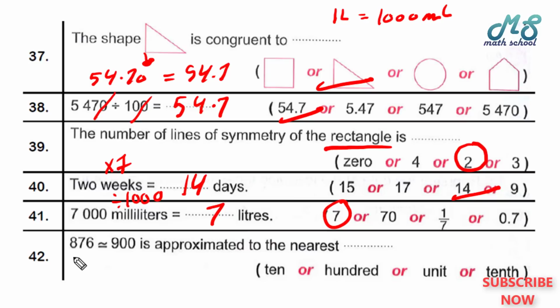The number 876 approximately equals 900. Be careful: if you have a double zero, the rounding is to the nearest 100. If 1 zero, to the nearest 10. If 3 zeros or triple zeros, then it is to the nearest 1000, and so on.